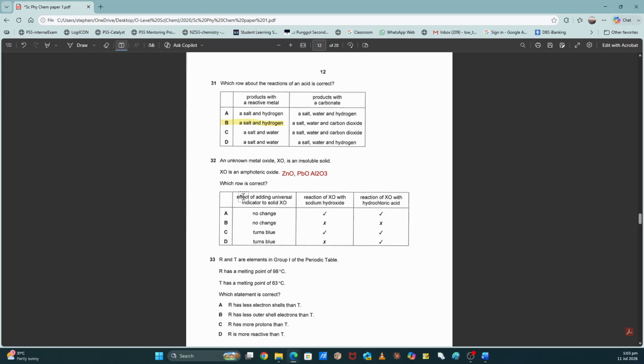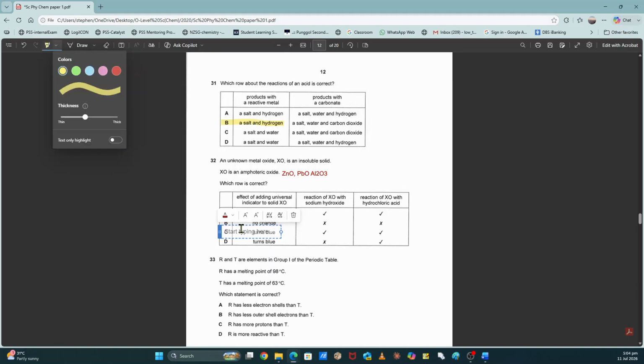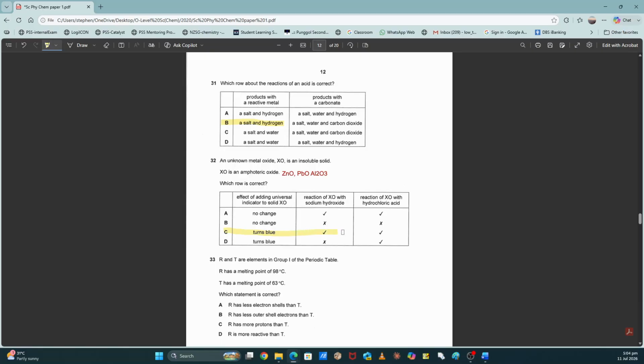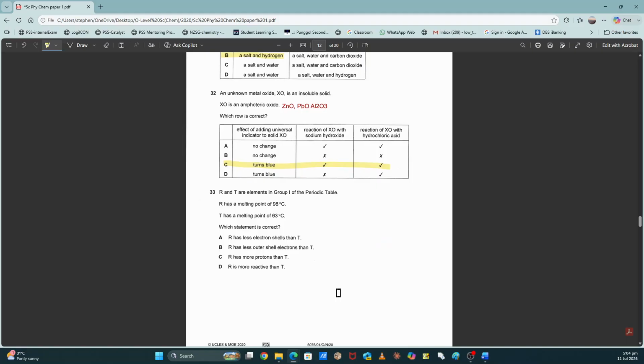Let us see. The effect of adding universal indicator: no change means neutral, turns blue means basic. So, do you think these are basic or acidic? Because they are metal oxides, they are basic, not acidic. All metal oxides are basic oxides. If you cannot remember this, go to the acids and bases lesson notes on the course.